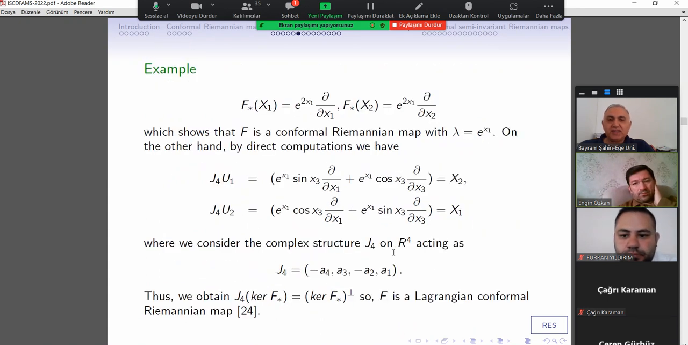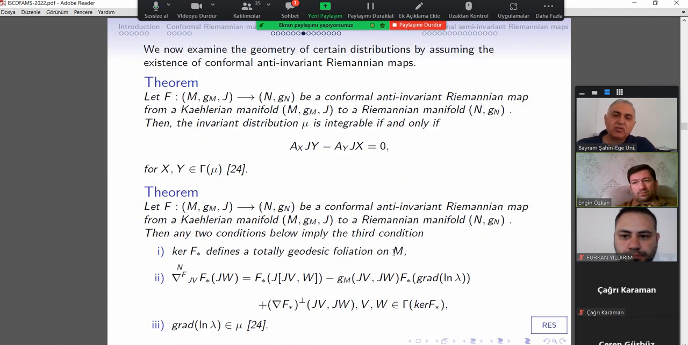About the geometry, I told you there are nice or rich geometric properties. So this gives you new conditions to define a totally geodesic foliation on the total manifold. So we have kernel F star as a vertical space. We have some new conditions for it to be totally geodesic. It means the integral manifolds of this distribution are totally geodesic. So you see we have equivalent conditions for this notion.